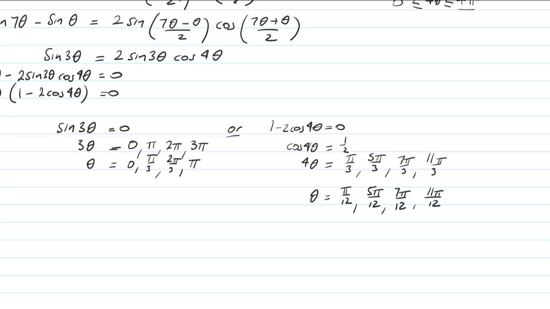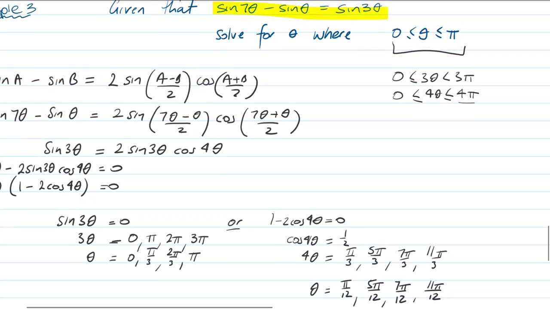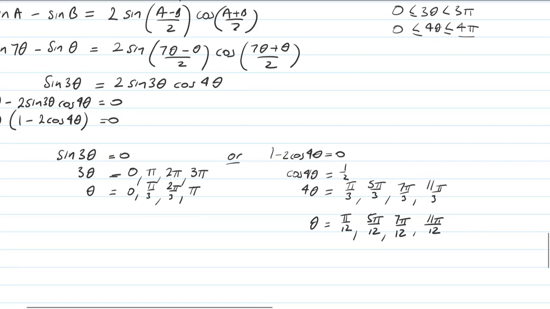And there are our solutions. There are 8 of them in total, and they all work, including 0 and pi. We don't have any double ups, so we're happy.